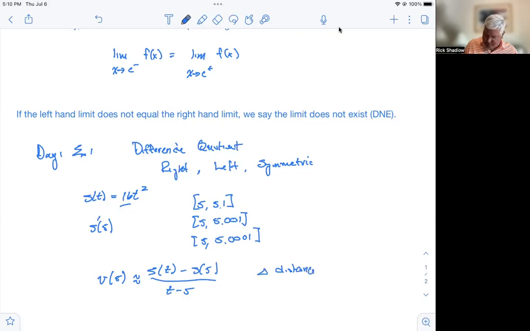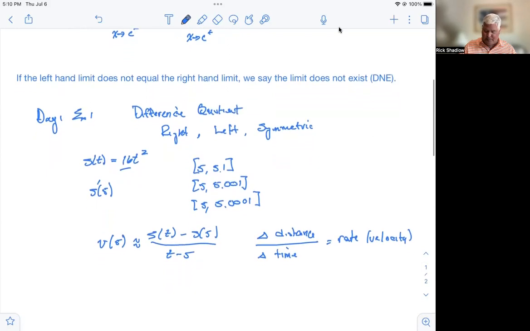And in calculus, you'll often see me use delta something, which is the change in over the change in the time. And that of course is the rate, or in this case, velocity. So I just wanted to highlight a couple of those things.